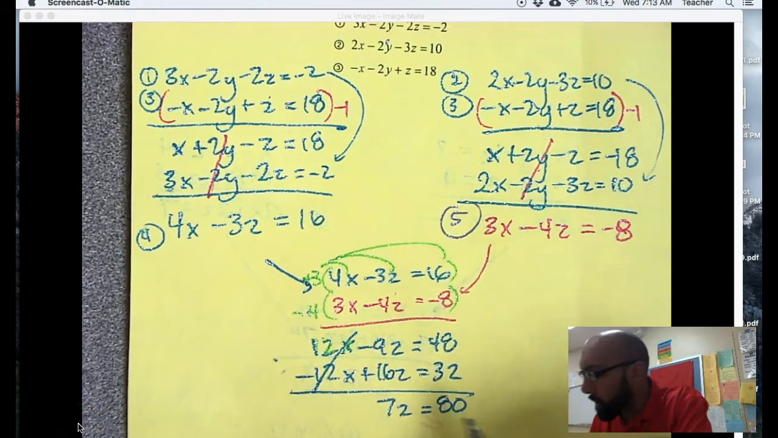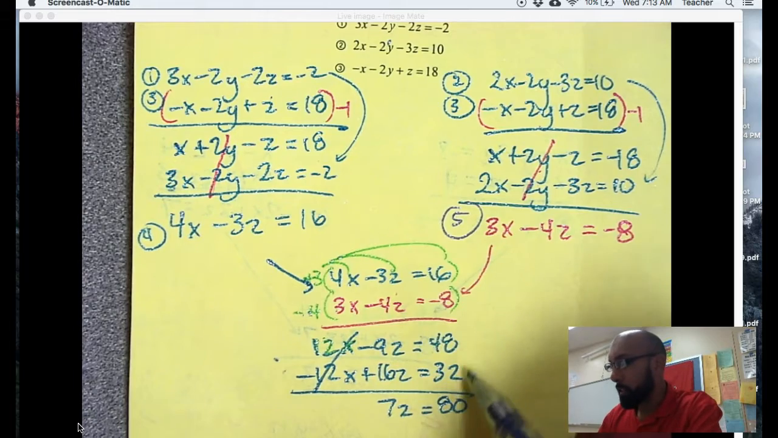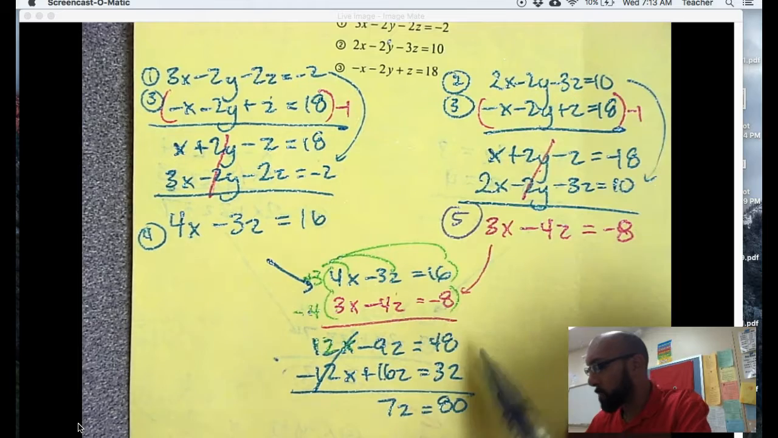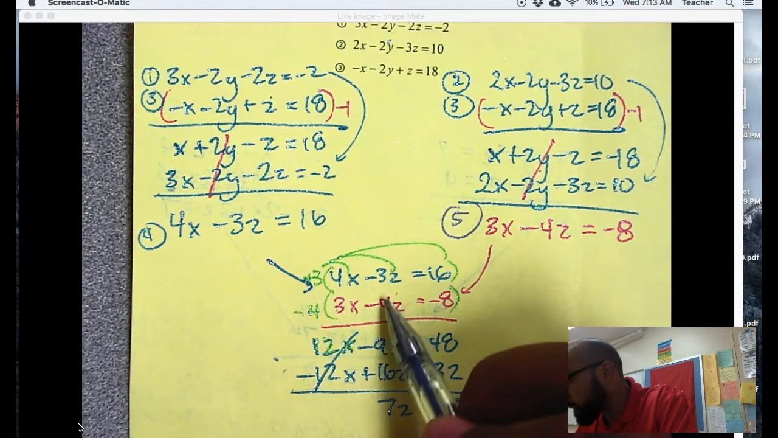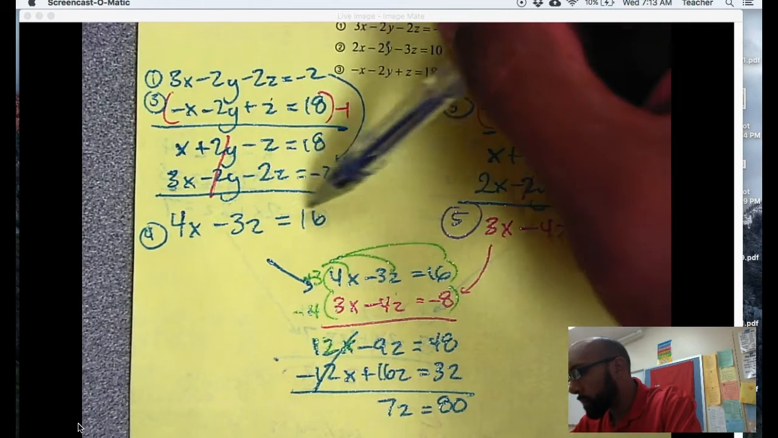This is 80 divided by 7. That's not going to work. So I made a mistake along the way. And that's okay, because honestly you guys will do the same thing. So let's backtrack here. Alright, so again I'm looking across. That's fine, that's fine, that's fine. Alright, so I got my new equation here.